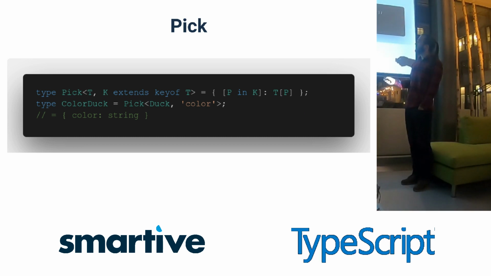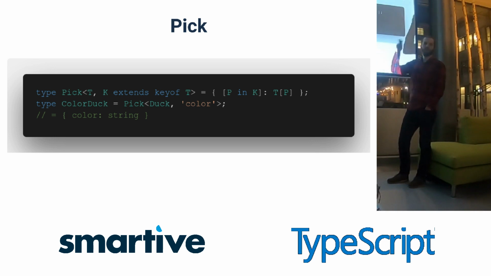You can say, okay, I want to define a type that is derived from another type, but only taking specific parameters. This is what Pick does. So, for example, from duck, I only want to pick the color, and then this is what you get. You don't have the feathers parameter. The way it does it is that this K is used as a set to restrict the P over which TypeScript iterates to define the actual parameters.